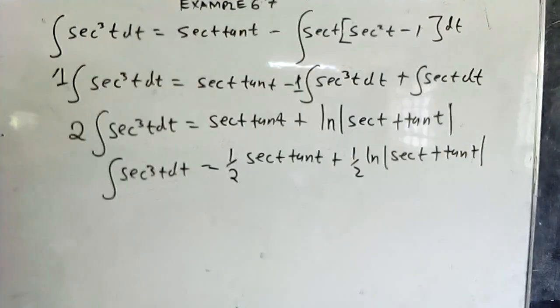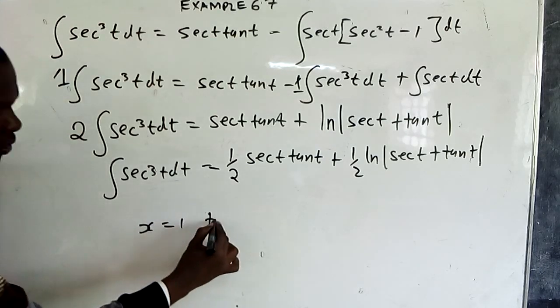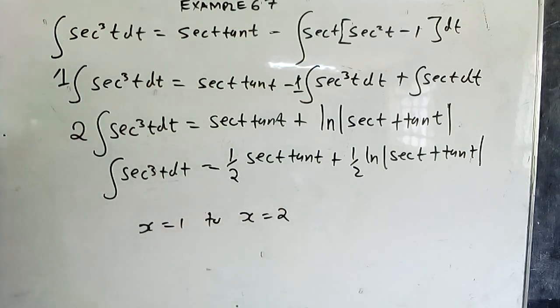Then you bring back your limits. Are we together? Remember, your limits were from x equals 1 to x equals 2. See, these were the limits. The limits we were starting from x equals 1 to x equals 2, 1 to 2, isn't it?